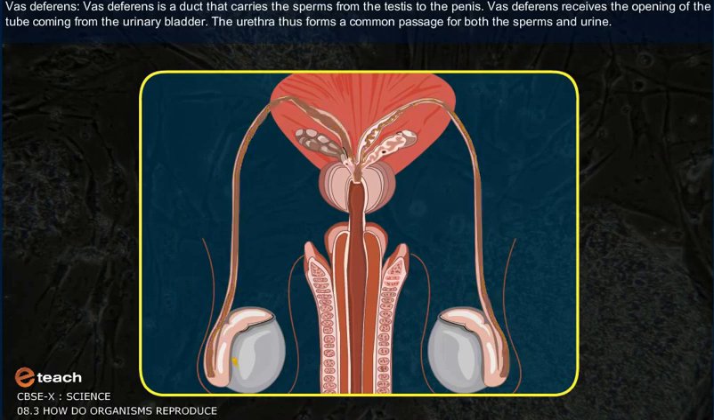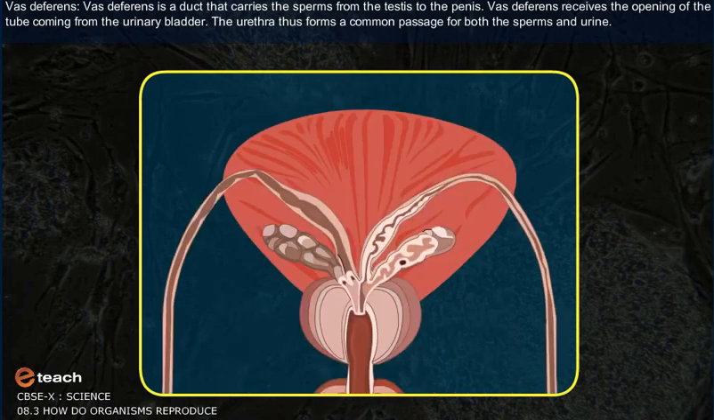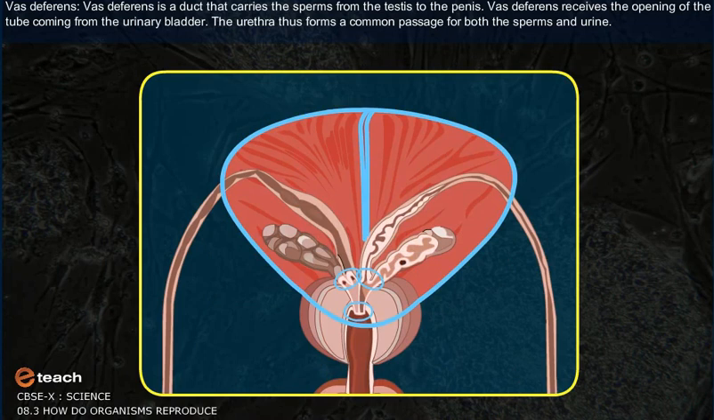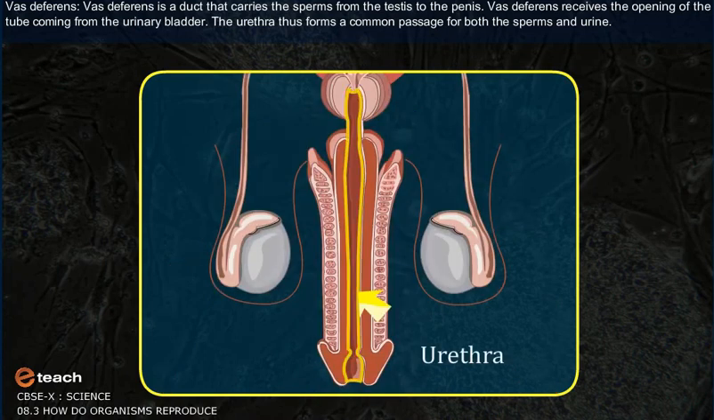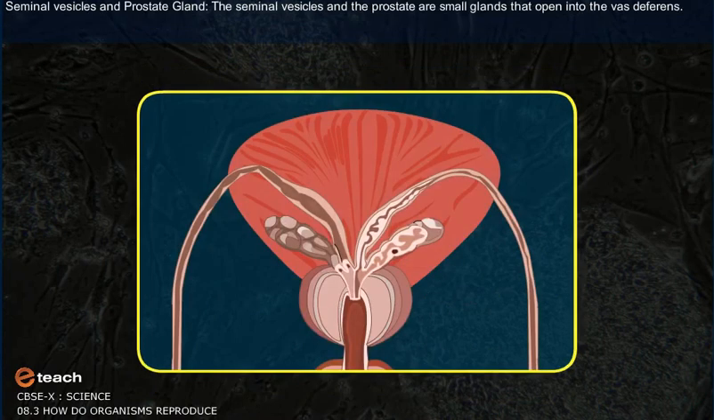Vas deferens. Vas deferens is a duct that carries the sperms from the testis to the penis. Vas deferens receives the opening of the tube coming out of the urinary bladder. The urethra thus forms a common passage for both the sperms and the urine.